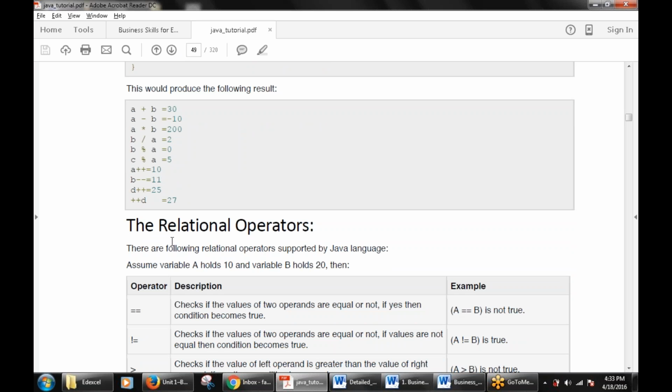The next is the relational operators supported by the Java programming language. Again there are 2 variables denoted. There are 2 operands, a and b, also known as variables, and they hold the values 10 and 20.